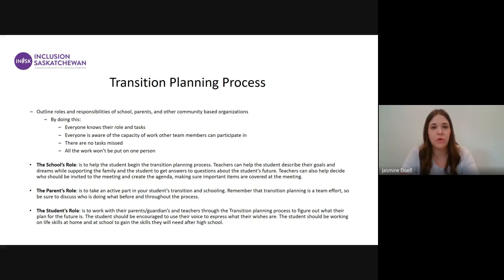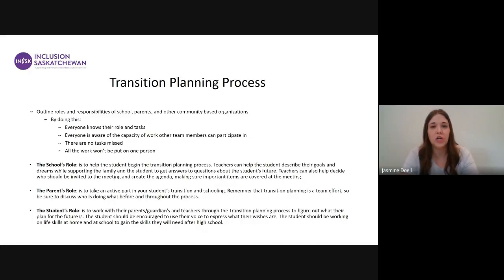And then there's the parents' role, which is to take an active part in your students' transition and schooling. Remember that transition planning is a team effort, so be sure to discuss who is doing what before and throughout the process. And then the student's role is to work with their parents or guardians and teachers through the transition planning process to figure out what their plan for the future is.